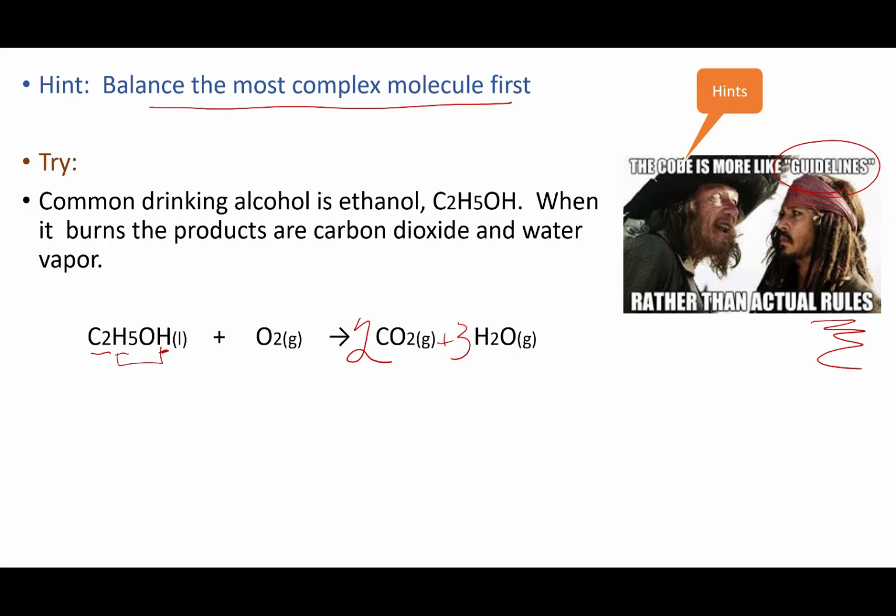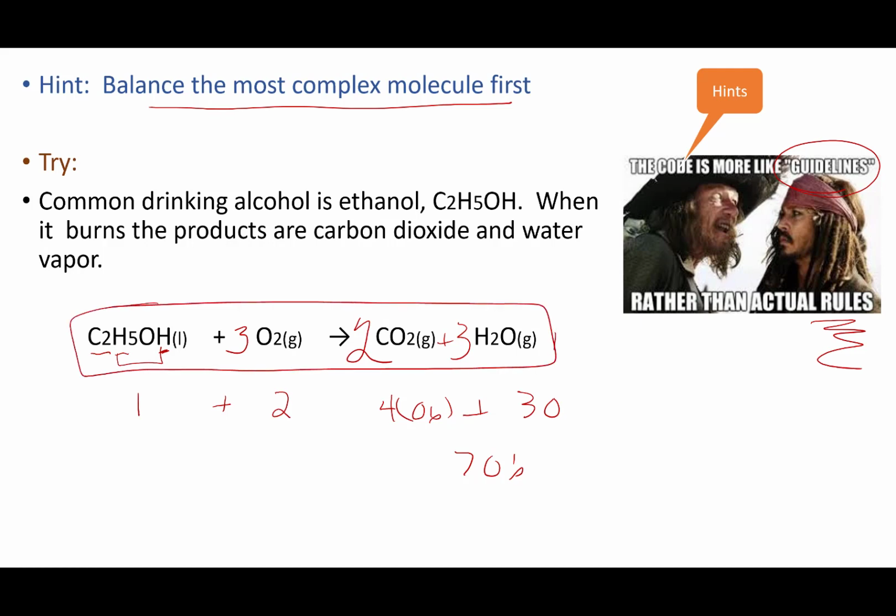Then how many oxygens do I have? I've got 1 oxygen there, 2 oxygens there. On this side, I've got 2 times 2, 4 oxygens, plus 3 oxygens. I've got a total of 7 oxygens on that side. How do I get 7 over here? Well, this is a 1, so I'm going to have to make this a 6. 2 times 3, 6 oxygens. And there is my balanced equation.